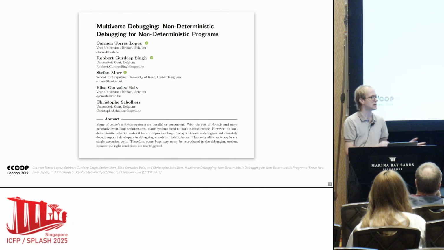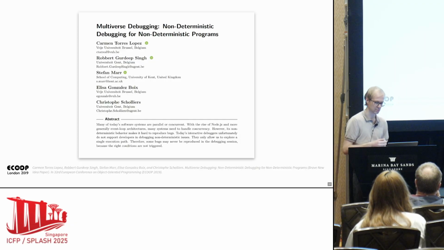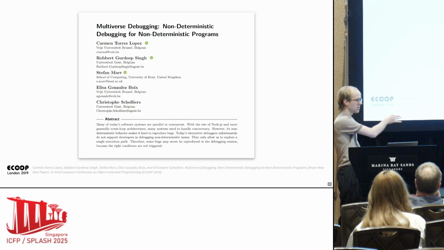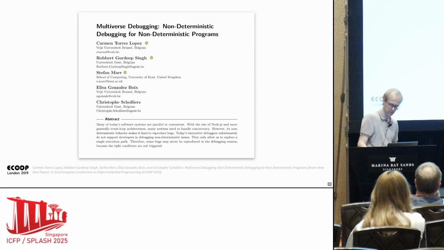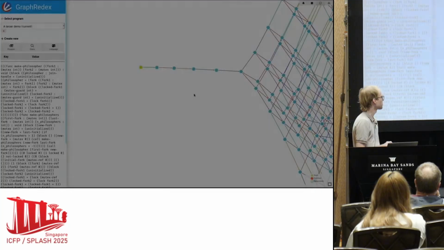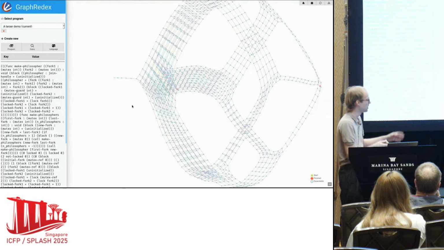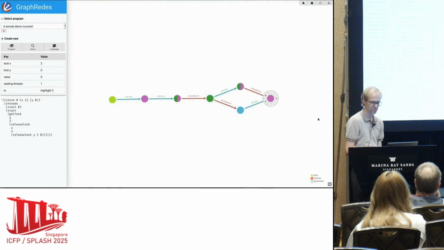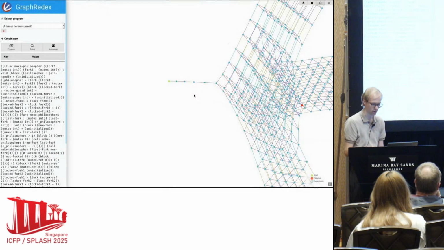Now, multiverse debugging is a technique that was first presented at ECOOP 2019, and it's specifically targeted at non-deterministic programs, specifically parallelism in this paper. And the idea behind multiverse debugging is that instead of just debugging one execution path of your program, you're going to debug many of the different execution paths in your program, so you get this multiverse graph and you can debug all of those at once.